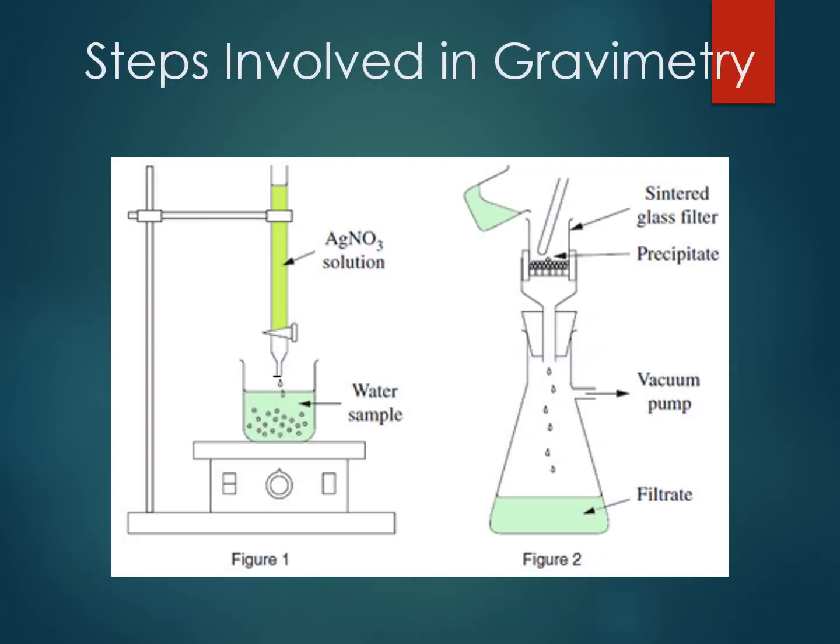Let's have a look at the steps involved in gravimetry. This diagram gives us the overall view of gravimetry, right from making the solution to preparing the precipitate and then filtration for separating the pure compound, of which the mass is calculated as a result of this gravimetric analysis.